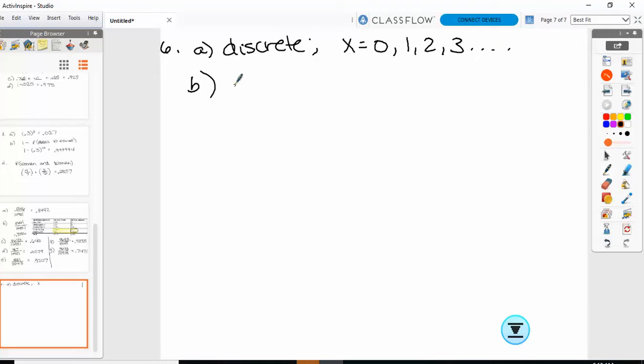B, the weight of a statistics textbook. If it can be decimal, it's usually continuous. We know we couldn't have a negative weight. Can you have a textbook that weighs absolutely nothing? No. But we don't really have a maximum weight either. So in that case, because it could be the decimals, we'll just say x is greater than 0, because we could not list out every possible weight of a textbook.